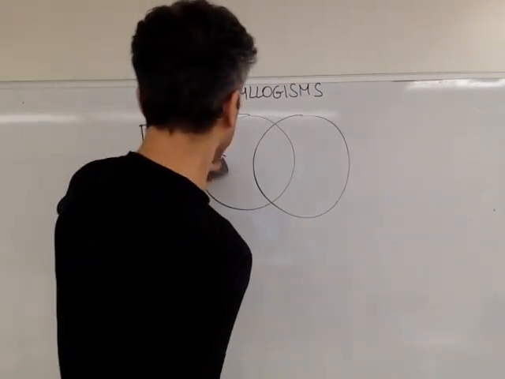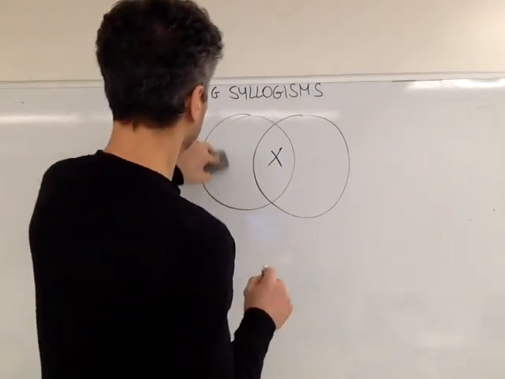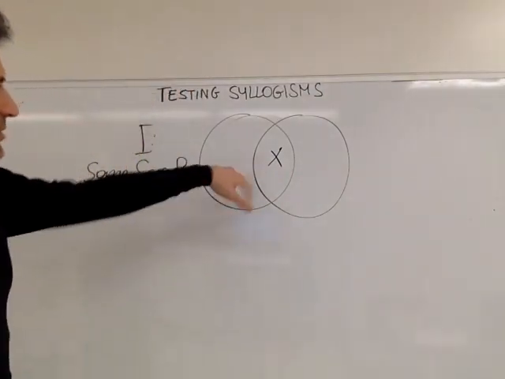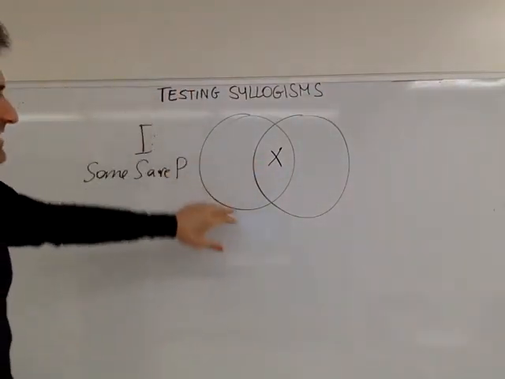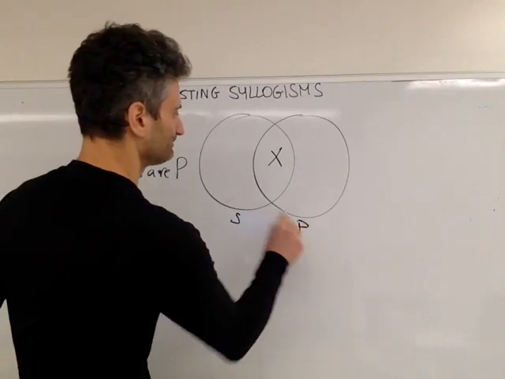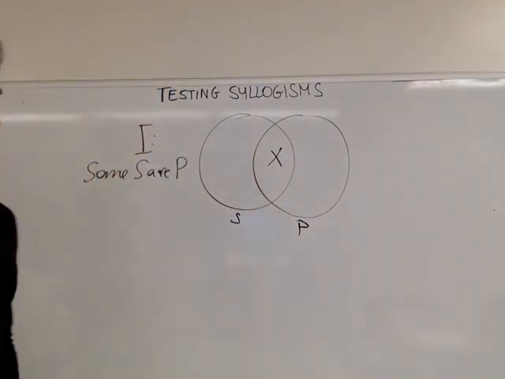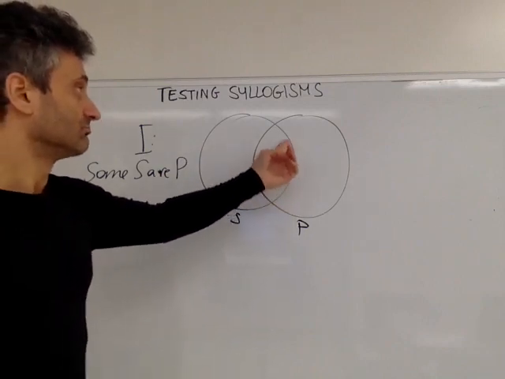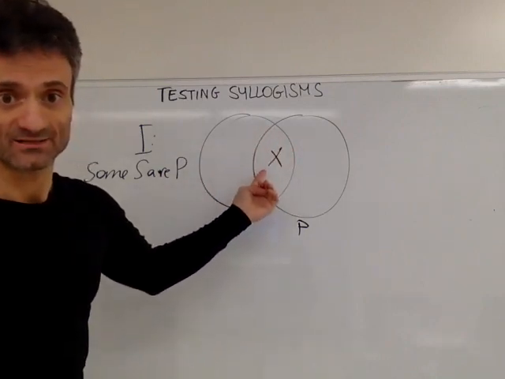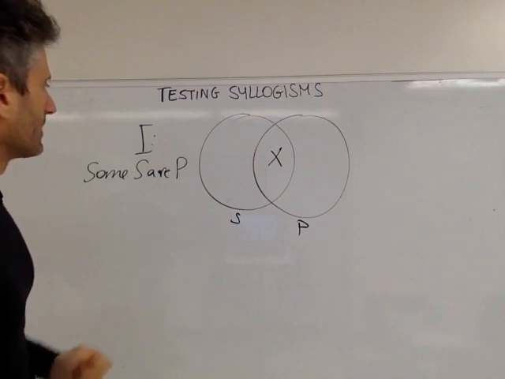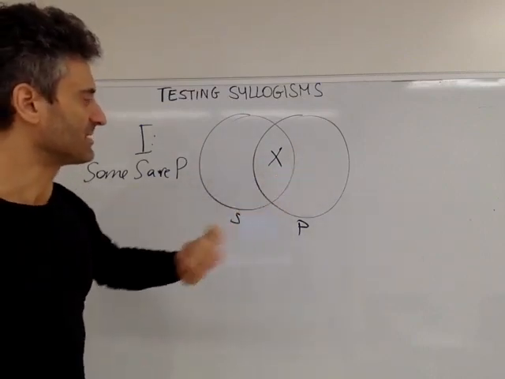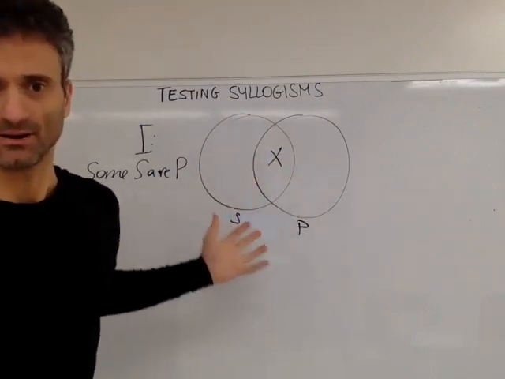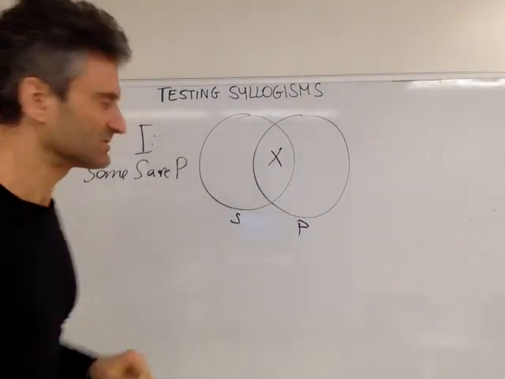Sorry, the X doesn't go there. Sorry. It goes in there, right? Because some S are P. Some S are P. So some, which is indicated by the X, some S are also members of P. And some P are members of S. That's what this means.